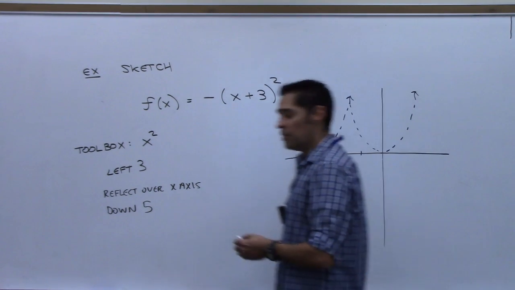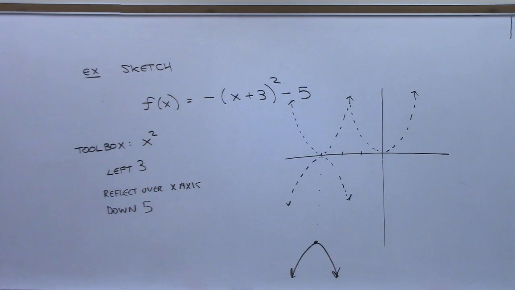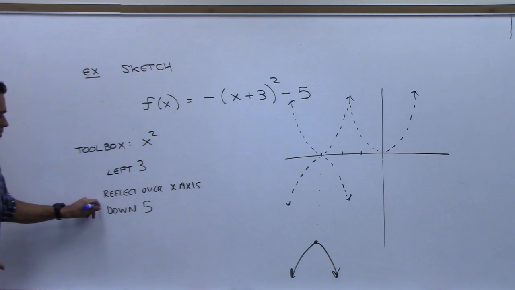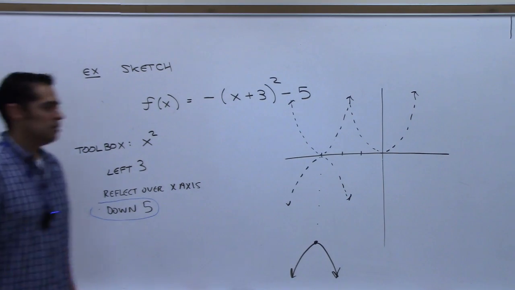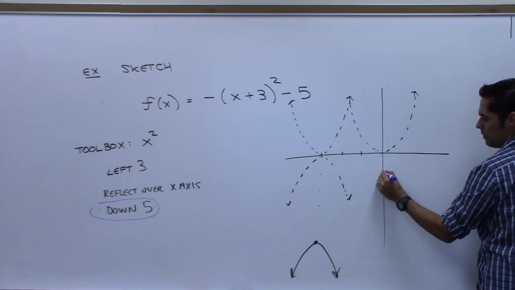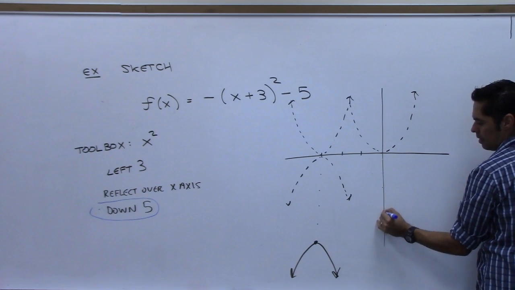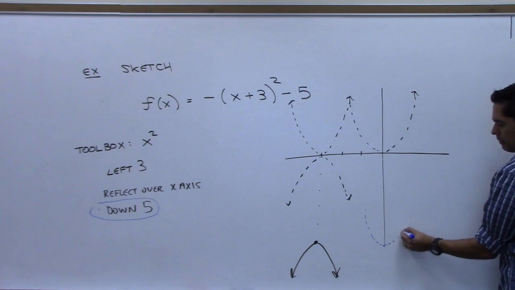Let's try it a different order and see if we get the same answer. So I'm going to do it intentionally to make it mess up, all right? I'm going to go down 5 first. Okay? That means I start with this, right, and go down 5. 1, 2, 3, 4, 5. I'd be right here. I'd be up like this, right?